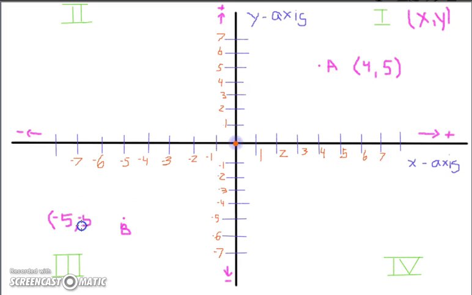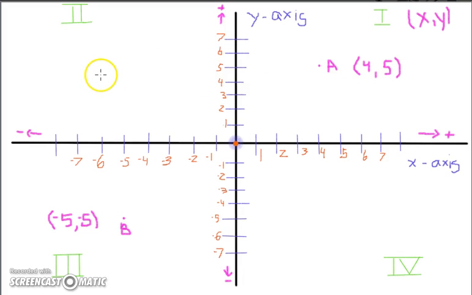And now, in this circumstance, do we notice that in quadrant 3 the x value and the y value are both negative? Over here with point A, we're in quadrant 1 where the x value and the y value are both positive.